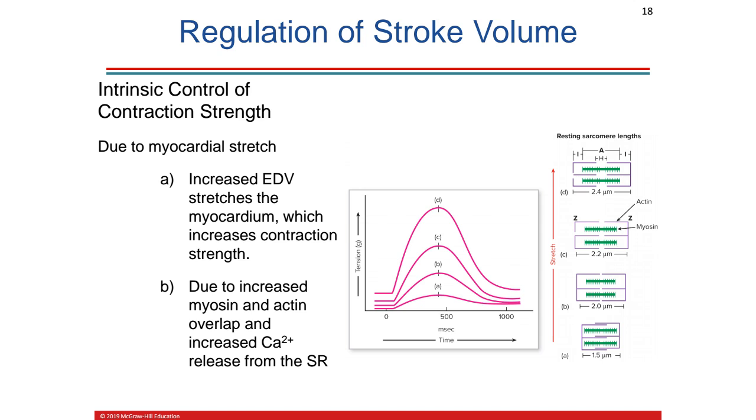Now, there's a second reason. So that's the first one. The second one is because as you stretch these cardiomyocytes, there's also an increased sensitivity of the channels within the sarcoplasmic reticulum that release calcium into the cytosol. And so those channels become more sensitive, and there'll be more opening of those channels, and therefore more efflux of calcium out of the sarcoplasmic reticulum into the cytosol, and that also leads to stronger contractions.